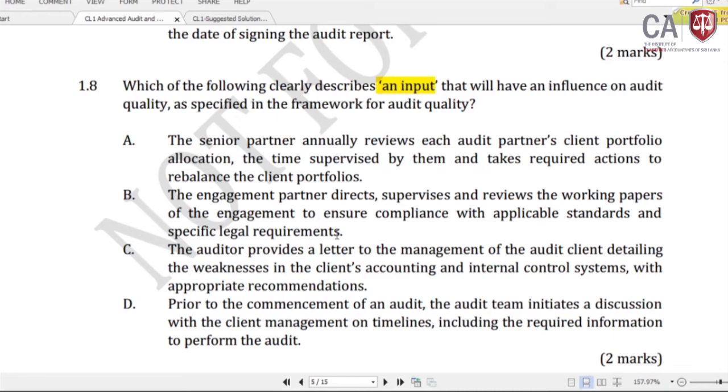And prior to commencement of an audit, the audit team initiates a discussion with the client management on timeline, including the required information to perform the audit. That is also a process. So that can't be an input. So if you look at the parts B, C and D, the answers are not directly connected to the input. So answer A will be the correct answer. The senior partner annually reviews each audit partner's client portfolio allocation, the time supervised by them, and takes required action to rebalance the client portfolio. That is an input on audit quality, in the audit quality framework, right, under the five factors which are given.